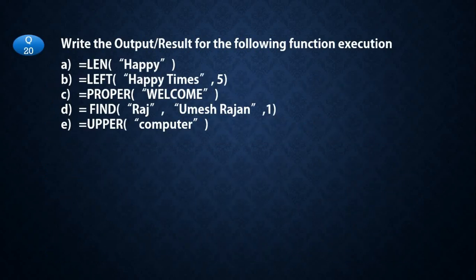Next question, write the output for the following function execution. So =LEN("happy"), =LEFT("happy", 5), PROPER("WELCOME"), which has been given in uppercase. Next we have FIND("Raj", "Umesh Rajan", 1), where the starting location is 1. Next, UPPER("computer"). So what are the outputs for these function executions?